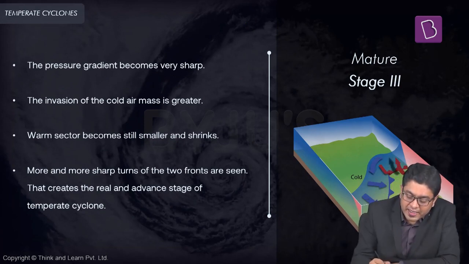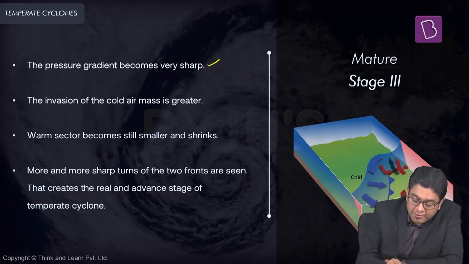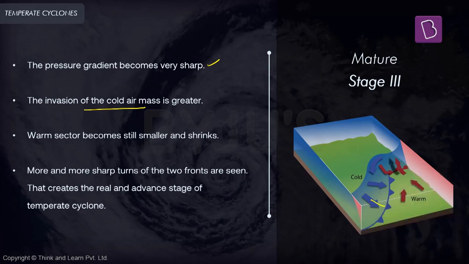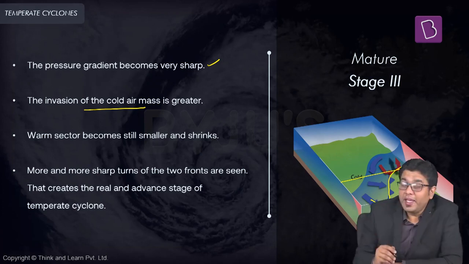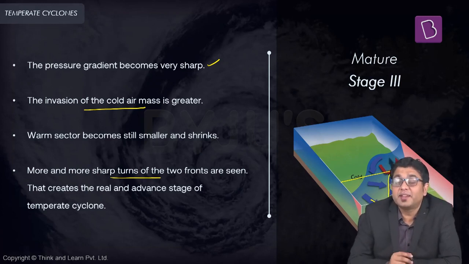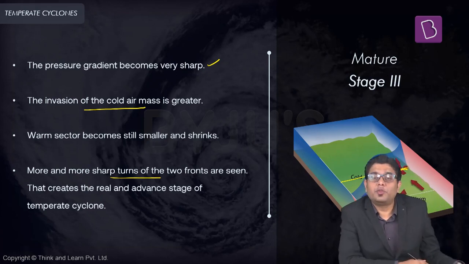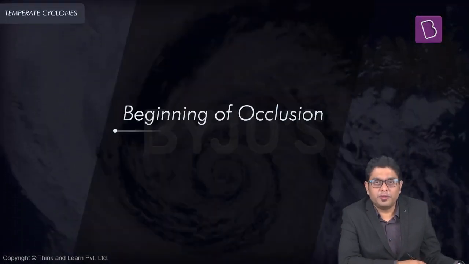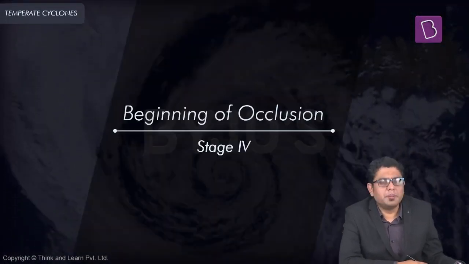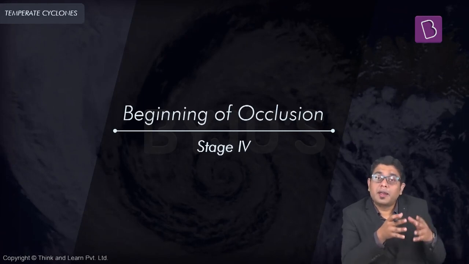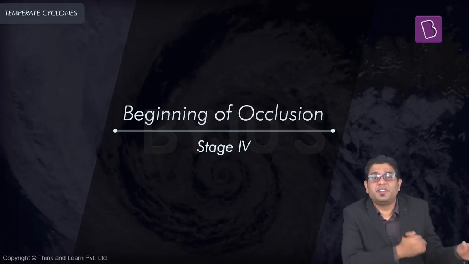Also, the pressure gradient is very sharp and the invasion of cold air mass is now very, very apparent, while the warmer air mass, which you would have earlier seen occupying half this space, is now restricted to a smaller region. Here, more and more sharp turns of the two different fronts of these air masses are experienced, and that is why you end up observing a mature phase of these cyclones. But as I said, after the mature phase, the cyclone comes into the later stage of its life.